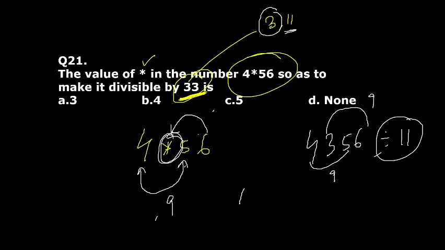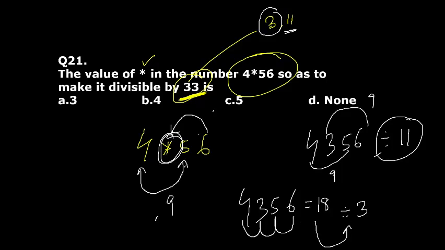Now let's also check, is it divisible by 3? Then we will be sure. So the rule of 3 is just to check the sum of the digits. 4 plus 3, 7, 7 and 5, 12, 12 and 8 and 6, that is 18. So yes, it is divisible by 3. So you have to take star as 3, right?